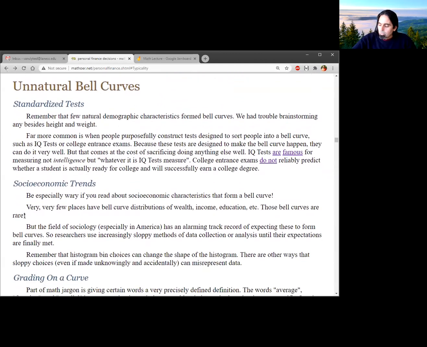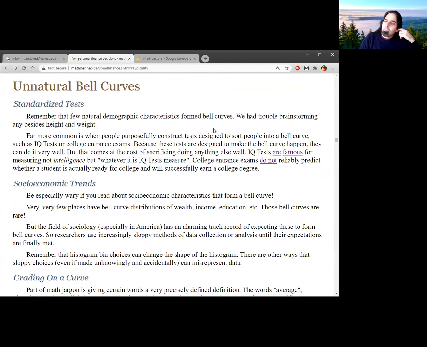The problem with bell curves that many people meet up with is that scientists like bell curves too much. Remember that there are pretty few natural demographic characteristics that form bell curves. If we had a classroom and we're actually waiting while people were brainstorming, getting those, but beyond height and weight, would take a bit of brainstorming.